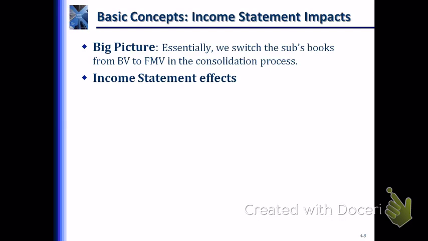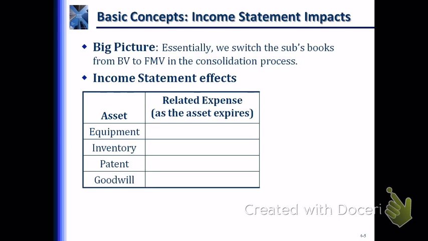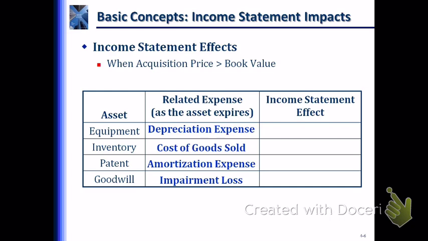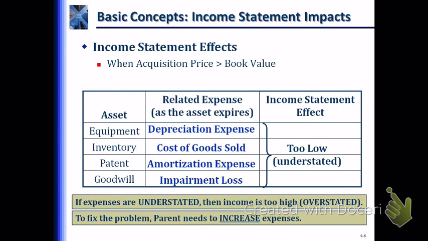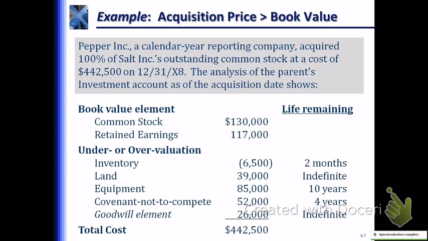So, big picture, you have assets that the value will be different on the consolidated entity. As a result, the following accounts are going to be impacted on the income statement. And basically, if the acquisition price is higher than the book value, all of these expenses are going to be too low, which means that if the expenses are understated, the income is going to be overstated or too high. So we need to increase expenses, which will decrease the income.